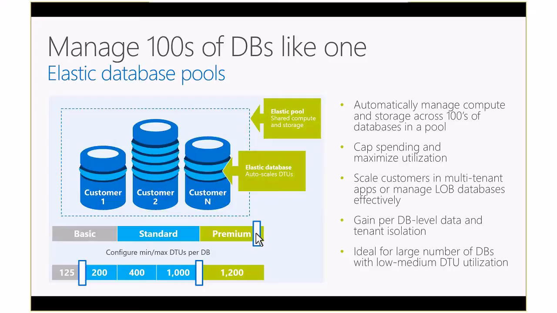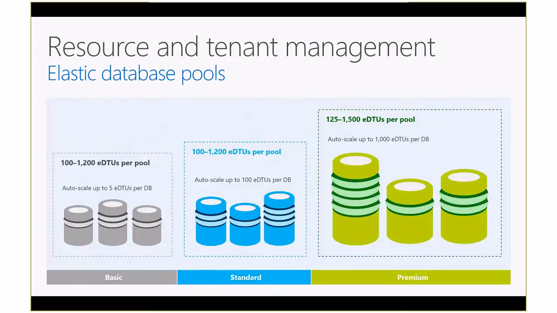So the idea here is I can just assign resources across all of them. Instead of DTUs, now we have eDTUs, right? So what does the E stand for? Elastic, right? So the cost per drink here is a little higher, right?